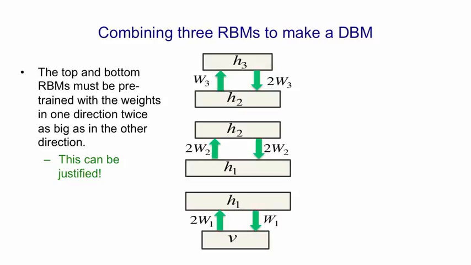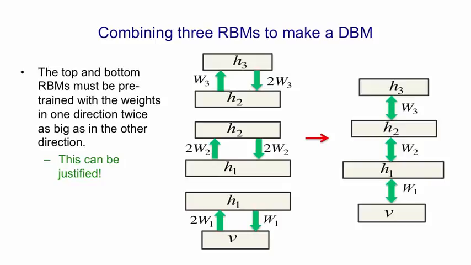After having trained these three restricted Boltzmann machines, we can then combine them to make a composite model, and the composite model looks like this. For the restricted Boltzmann machine in the middle, we've simply halved its weights. That's why they were 2W2 to begin with. For the one at the bottom, we've halved the upgoing weights, but kept the downgoing weights the same. And for the one at the top, we've halved the downgoing weights and kept the upgoing weights the same. Now the question is, why do we do this funny business of halving the weights?